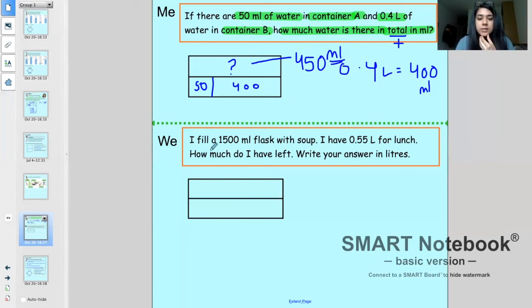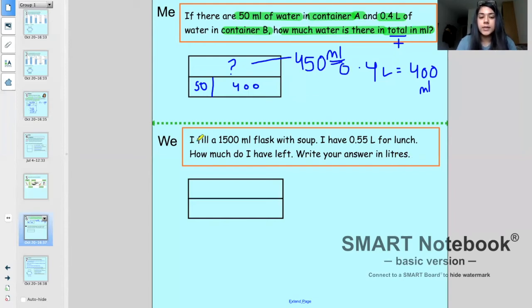Right, let's do this one together. So we're going to highlight this together, and then I want you to have a go. So I'm going to get my highlighter ready. Let's read it together. I fill a 1,500 milliliter flask with soup. I have 0.55 litres for lunch. How much do I have left? Write your answer in litres.